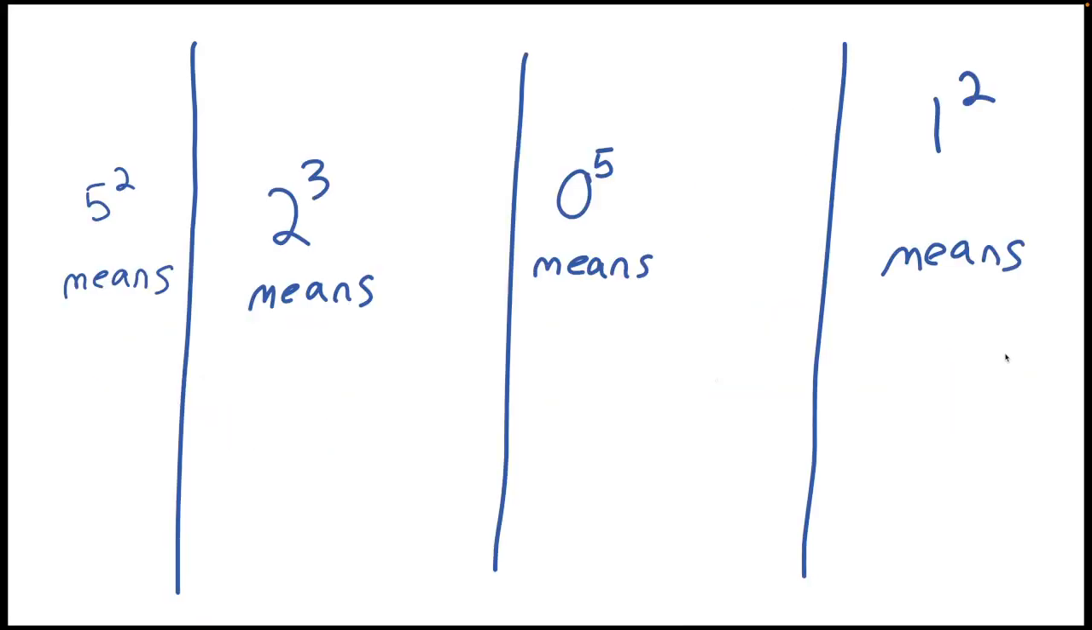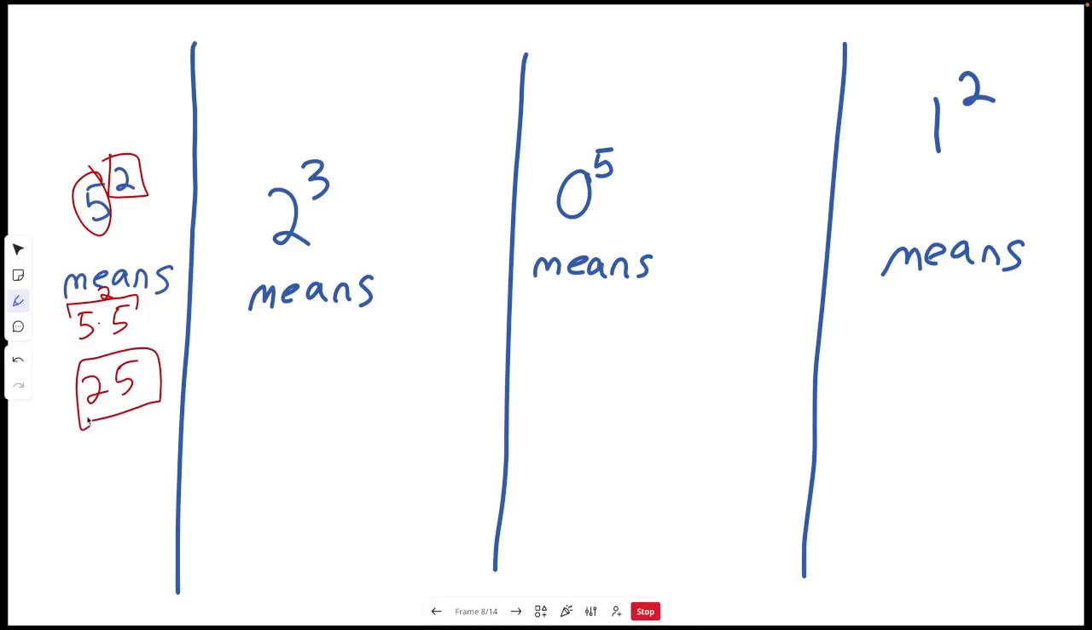Okay, now let's talk about what they actually mean and how to evaluate them. So 5 to the 2nd power means that we do 5 times 5. There are 2 of these 5s, right? The big number tells you what you're multiplying. The small number tells you how many times to multiply. And then you just do 5 times 5, which is 25. This is your final answer.